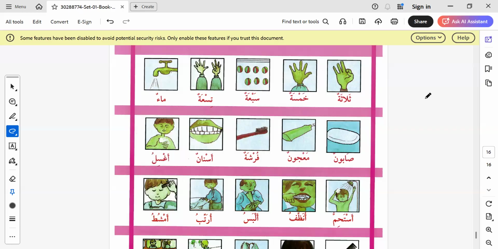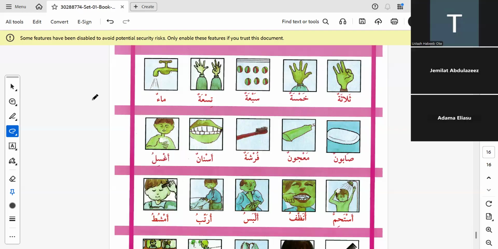How do you say 9? How do we say 9? تسعة. Okay. You said tis'a and tis'atun. تسع. Okay, good. Tis'un wa tis'a.